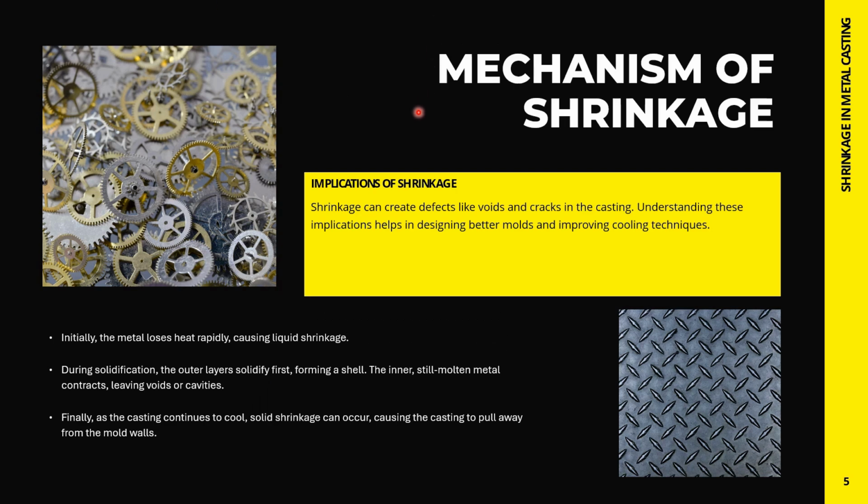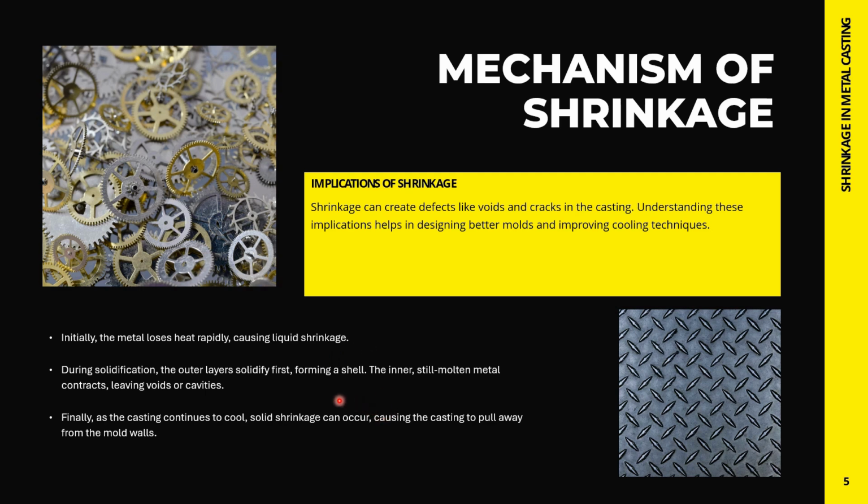Let's break down the mechanism of shrinkage. When molten metal is poured into a mold, it cools and solidifies. Implications of shrinkage: shrinkage can create defects like voids and cracks in the casting. Understanding these implications helps in designing better molds and improving cooling techniques. If you go through the mechanism, initially the metal loses heat rapidly, causing liquid shrinkage. You can relate it with the earlier flowchart that I have given.